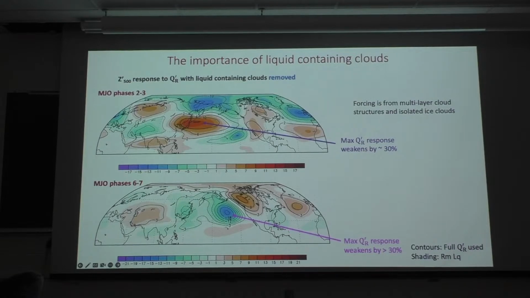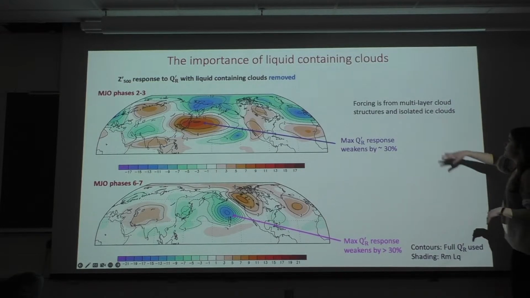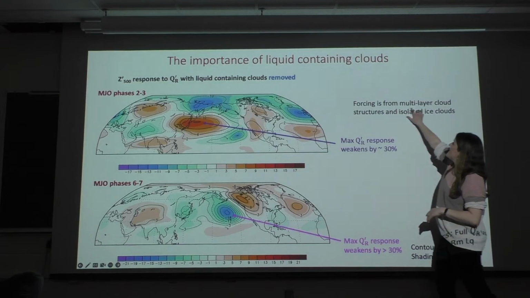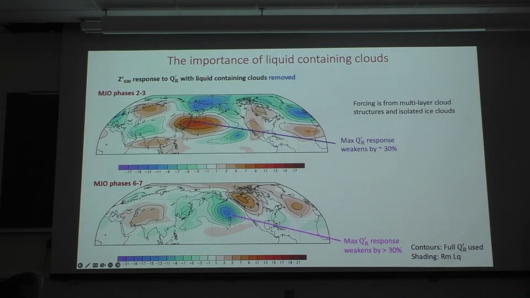So this is a different experiment. This is removing liquid-containing clouds. So because we're removing liquid-containing clouds, another way to think about this is not only how important is it to ensure that liquid-containing clouds are well simulated or well included within the models, but also this is another way of telling you what this is the forcing from multi-layered cloud structures and isolated ice clouds.